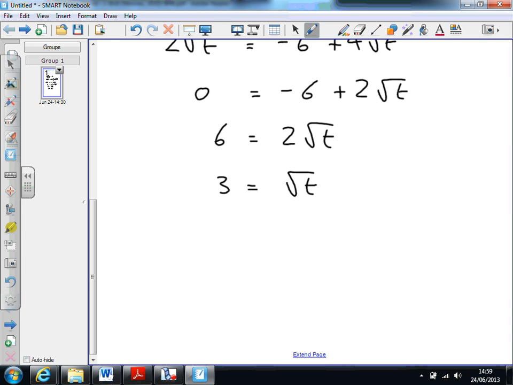Now I've got the square root of t on its own, I square both sides. So squaring 3 is 9, squaring that t. So t equals 9 is the answer.